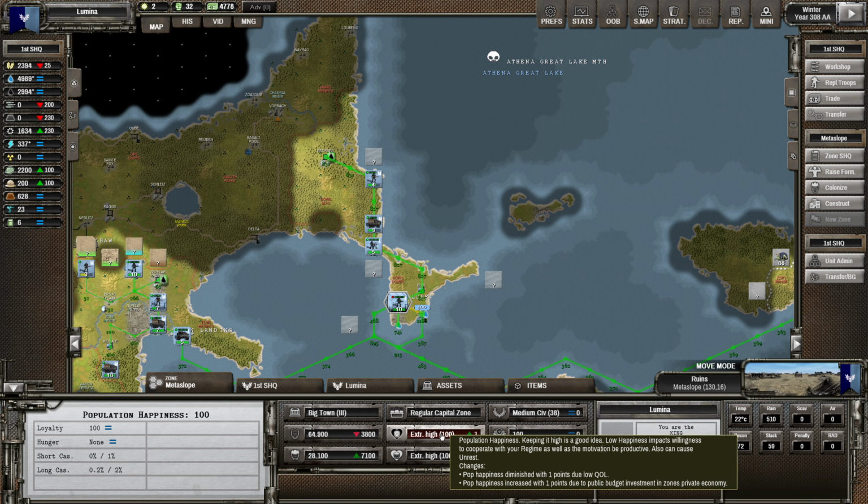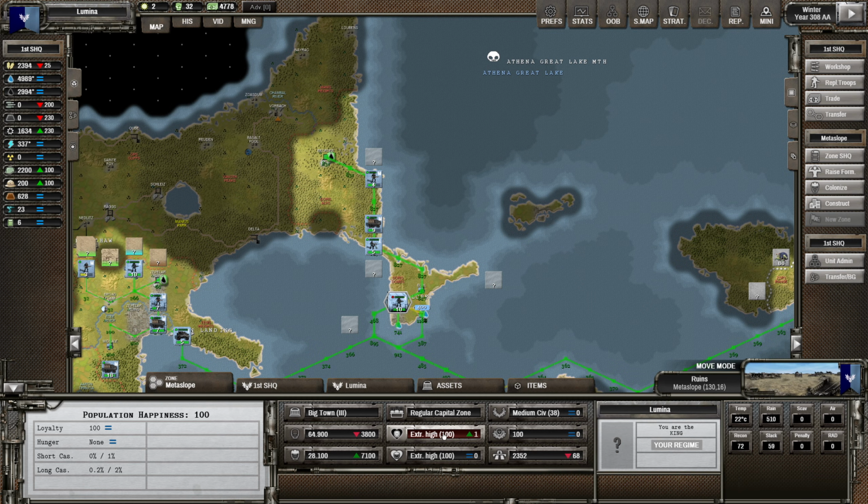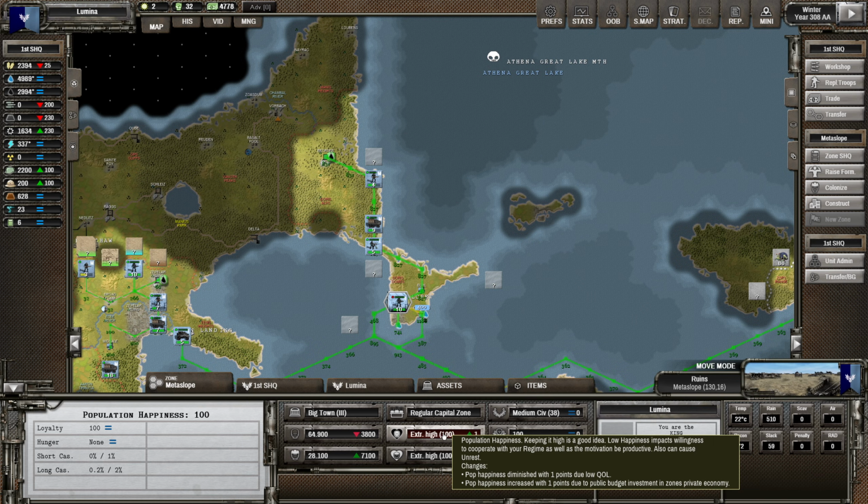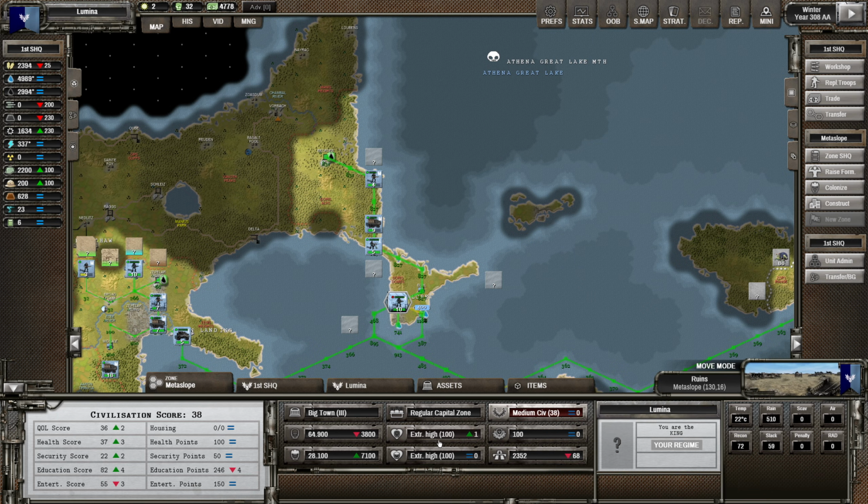Then this tooltip's usually more important than this actually. So if you look at this tooltip, it'll tell you why population happiness is going up or going down. For example, population happiness diminished with 1 point due to low QOL. That means quality of life, which is this tab here. We'll look at that in a minute. But basically, yeah, you want to keep your people happy.